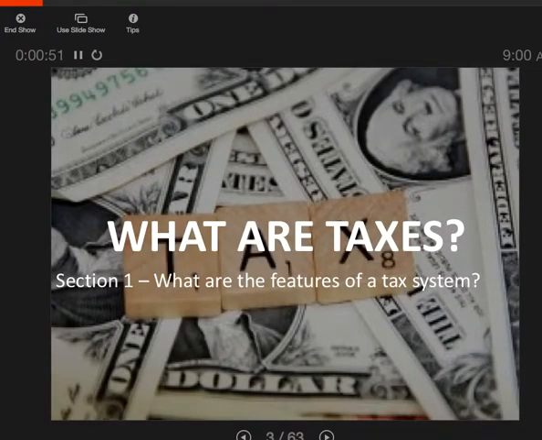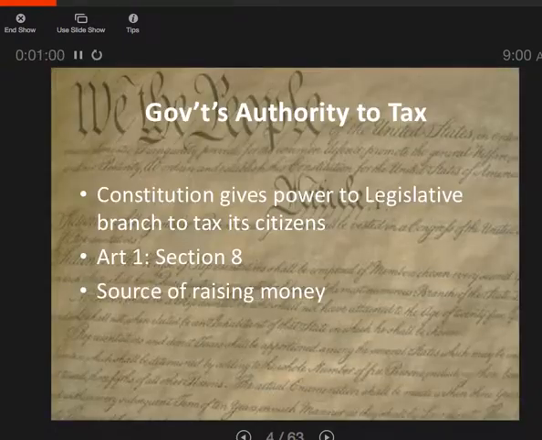So we're going to start in Section 1. What are taxes? What are the features of a tax system? Well, first question we need to answer: is it constitutional to tax its citizens in the United States? The answer is yes. It is in the Constitution, and it is created by the legislative branch to tax its citizens. Legislative branch is Congress.